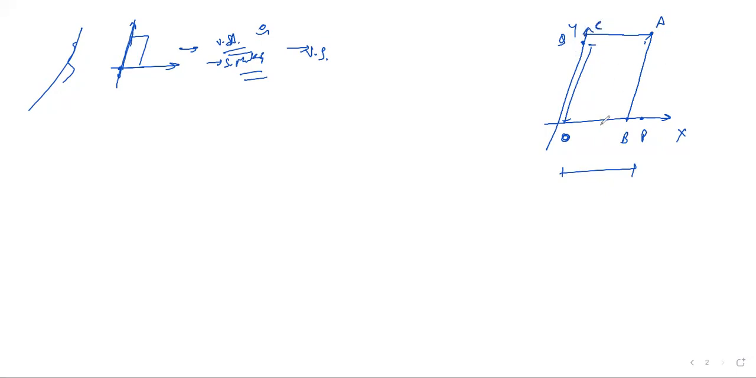Now let's say the distance OB is alpha, and the distance OC is beta. Okay, now the coordinates that I have got are alpha comma beta for the point A. These are my coordinates, alpha comma beta.